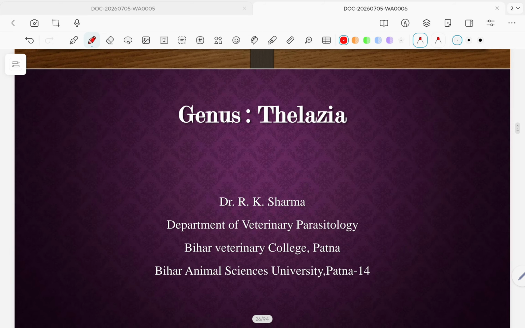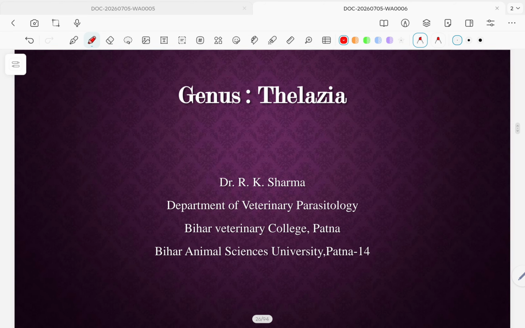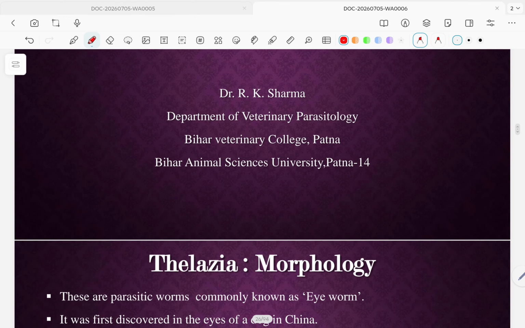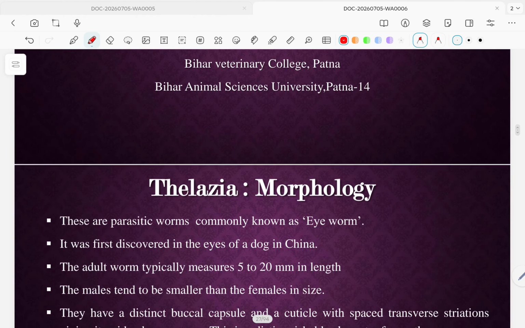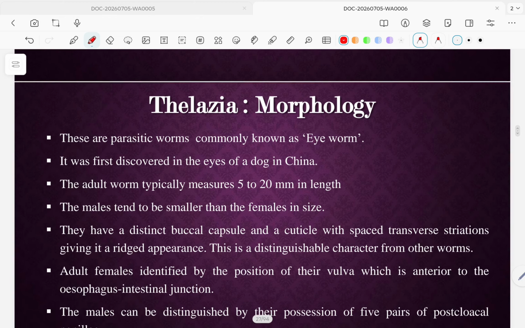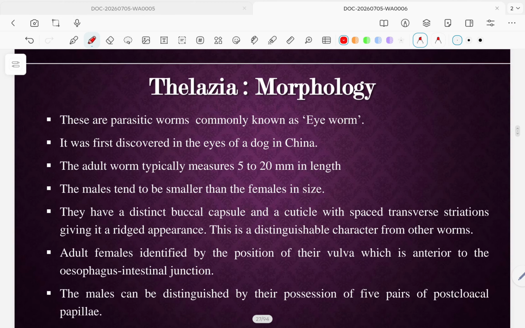Genus Thelazia. Thelazia morphology. These are parasitic worms commonly known as eye worms. It was first discovered in the eye of a dog in China.